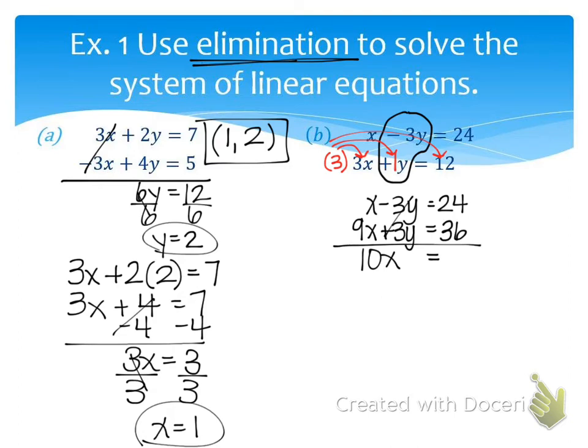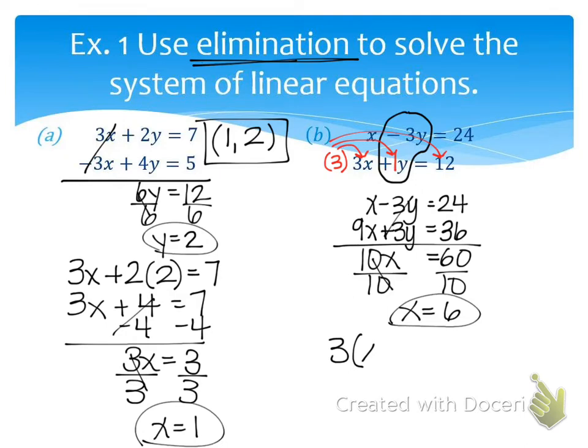Loza, what is 24 plus 36? 60. And Loza, how do I finish solving for x? Divide both sides by 10. So x equals 6. Good. Now, pick one of your original equations and plug the 6 back in and see what you get for y. All right, we're going to pick the second one. We're going to plug 6 in for x. So we have 3 times 6 plus y equals 12. 3 times 6 is 18 plus y equals 12.